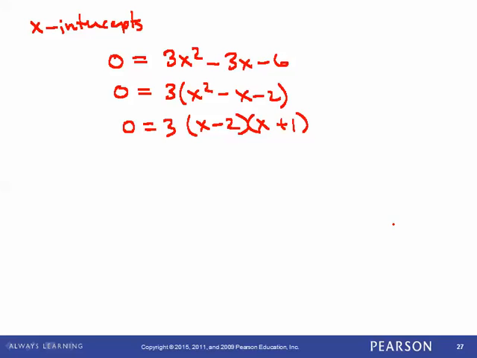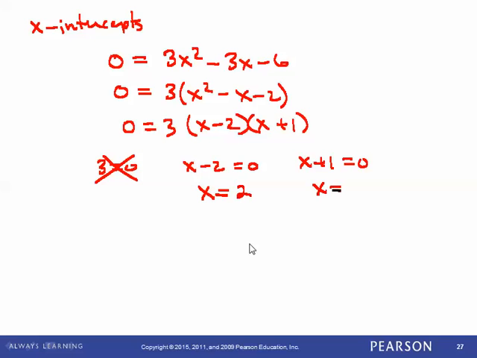All the stuff you learned in Math 63. So that means 3 is equal to 0, or x minus 2 is equal to 0, or x plus 1 equals 0, and we've got to solve each of those. Obviously 3 can't equal 0, so that gets crossed out. But I have two answers here, two x-intercepts, 2 and negative 1.